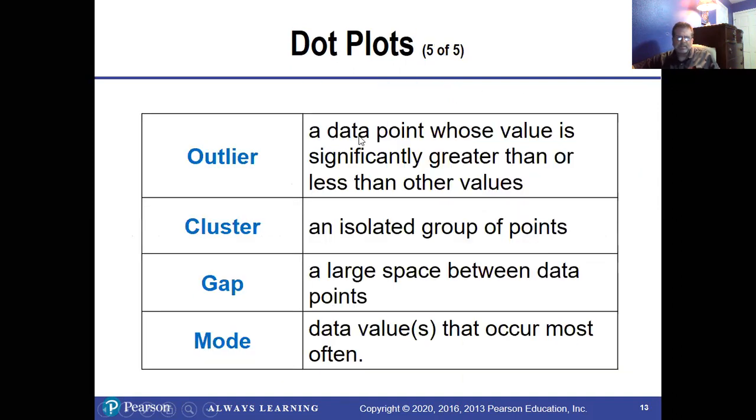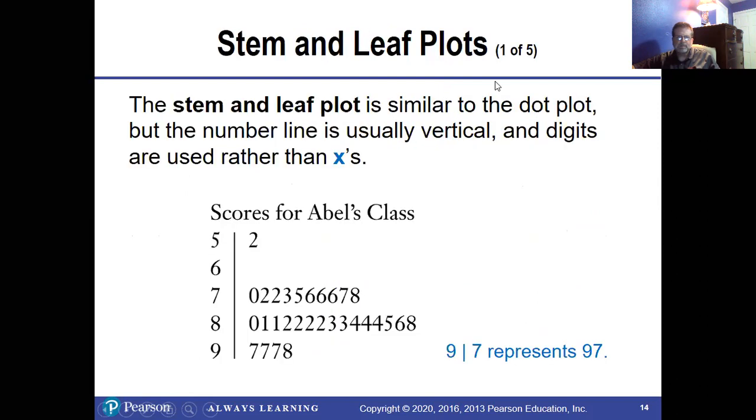So you have an outlier, a data point whose value is significantly greater or less than the others. You can have an outlier that's way too high. Clusters are a group of points. A gap is a large space between points, and the mode is the one that happens the most. We talked about each of those.